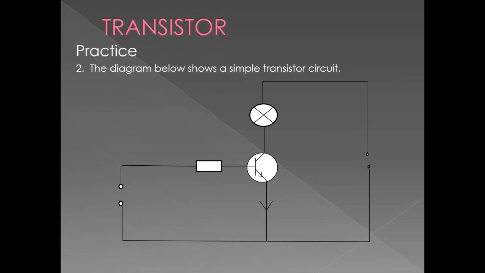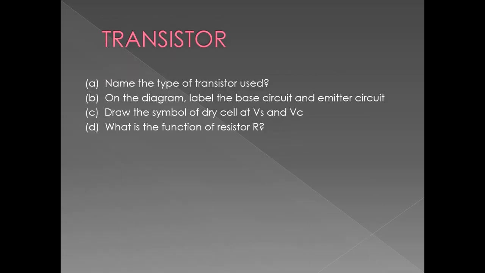Question number 2. The diagram below shows a simple transistor circuit. Okay, that's all. So the question is, name the type of transistor used. This is the structure question. On the diagram, label the base circuit and the emitter circuit.